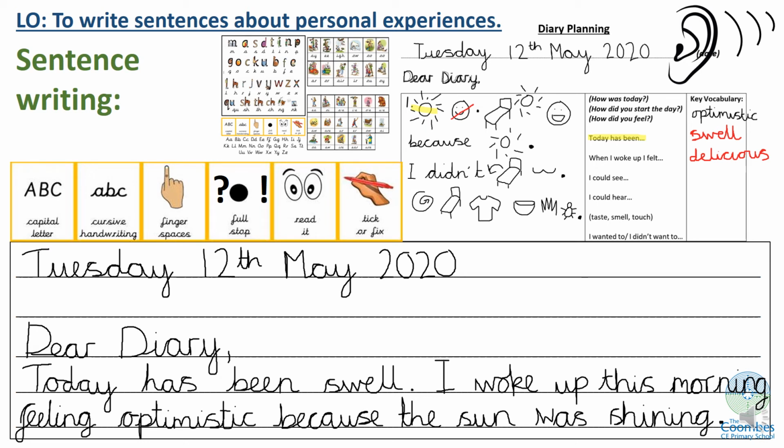But this is how we need to be writing up. We need to use capital letters, cursive handwriting, finger spaces, the correct punctuation. You need to read it as you go as well. So I'm just going to read it through and check that it makes sense. Tuesday, the 12th of May, 2020. Dear Diary, today has been swell. I woke up this morning feeling optimistic because the sun was shining. That makes sense. So then I would carry on with my next bit of writing.